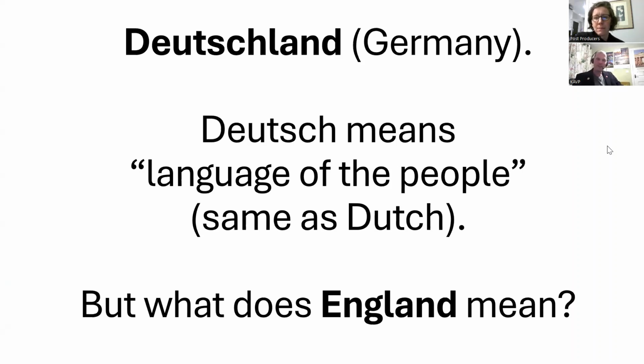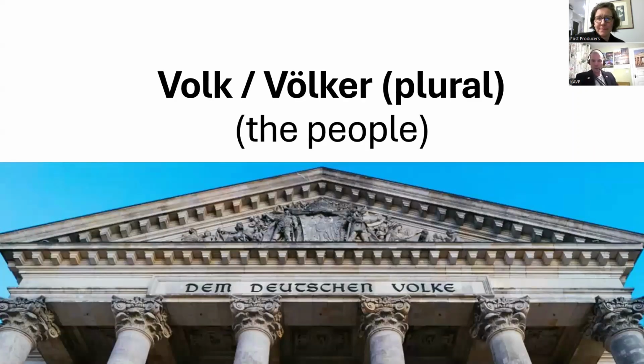So Deutschland means Germany. And that raises the question, what does England mean? I'm not going to tell you straight away, but you will know by the end of this video. I'm going to teach you a couple of interesting and important German words. The first one is Volk, or plural, Völker. And that means the people.